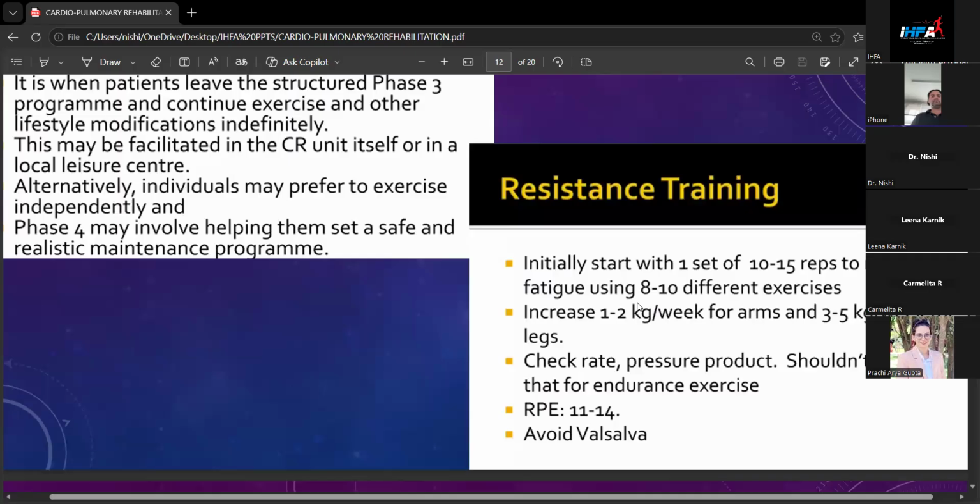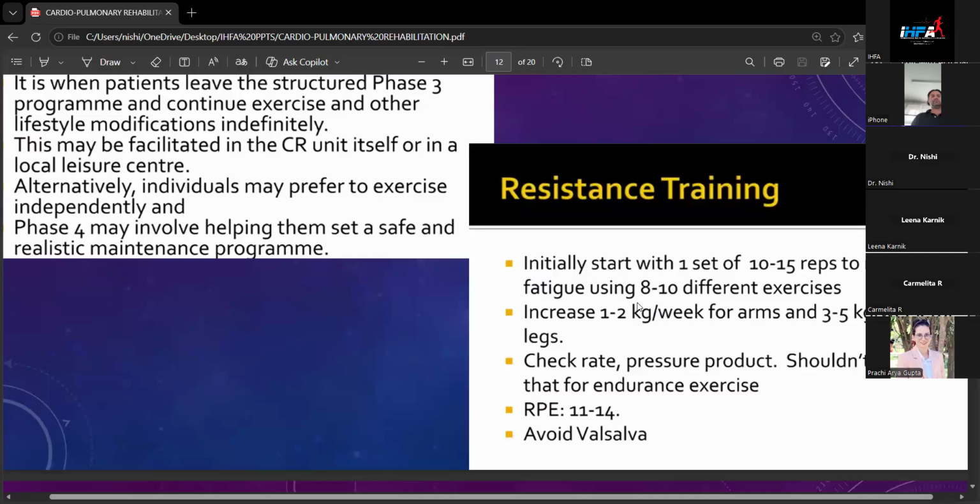Also, make sure whenever you're doing any set of exercises in cardiac patients, the rate of perceived exertion should never cross 15. The rate of perceived exertion is a scale from 6 to 20. The rate should always stay below 15. If you feel that the patient's rate of perceived exertion is crossing 15, you have to stop the exercises immediately.